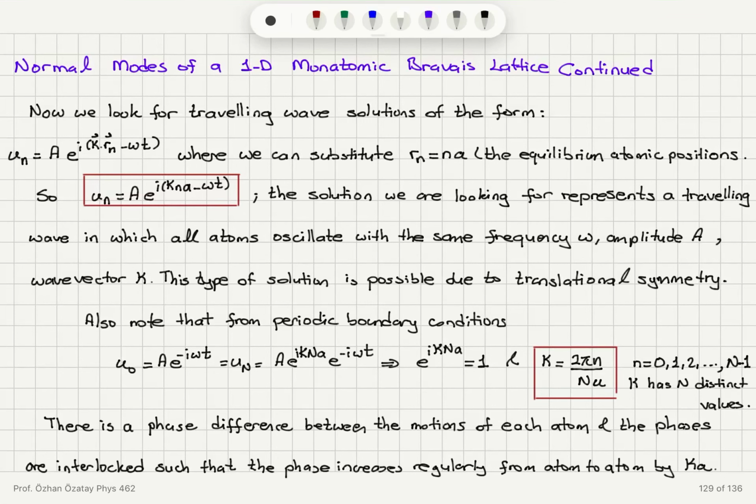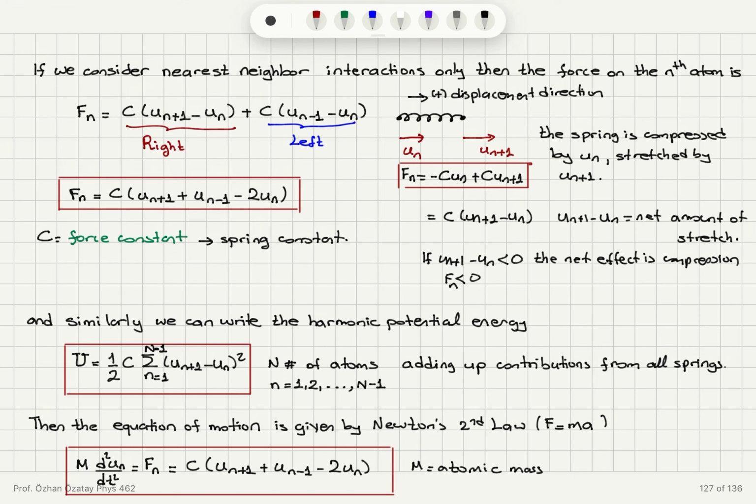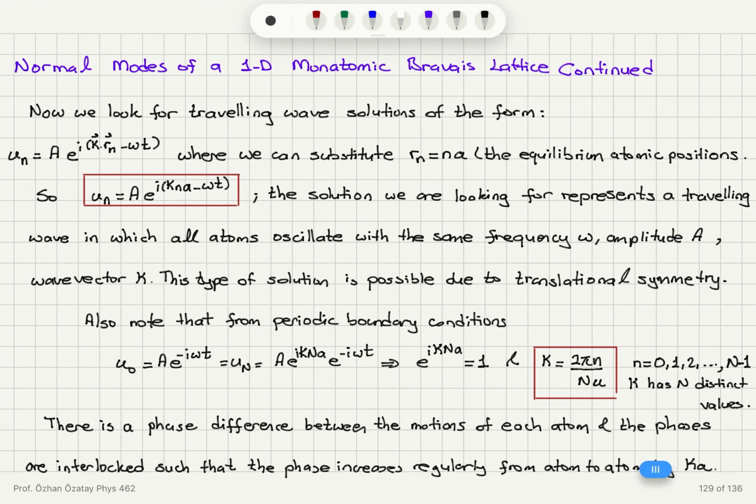Now we will continue our discussion of normal modes of the one-dimensional monatomic Bravais lattice. So last time we talked about the periodic boundary conditions, Born-von Karman periodic boundary conditions. The zeroth atom and capital N atom displacements should be the same. And we have also obtained the equation of motion from basically Hooke's law, considering the springs between two atoms. Now, the solutions we will look for are traveling wave solutions.